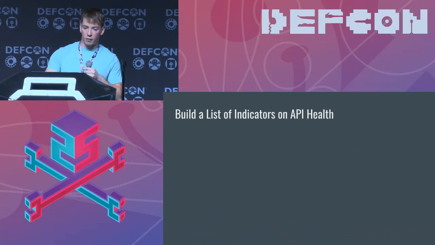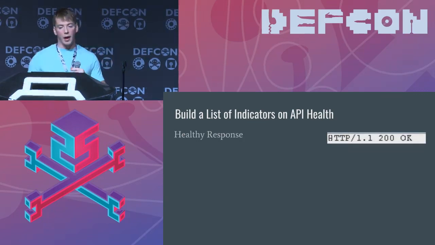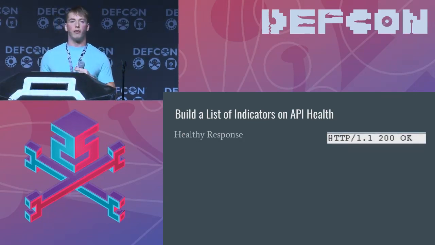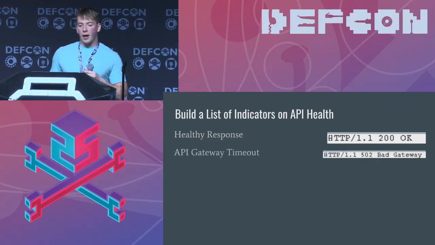Next thing you want to do is build a list of indicators on API health. As I mentioned before, with the API gateway, you want to know if your attack is being successful. So the first thing is, what's a healthy response? Probably an HTTP 200, right? When does your API gateway time out?